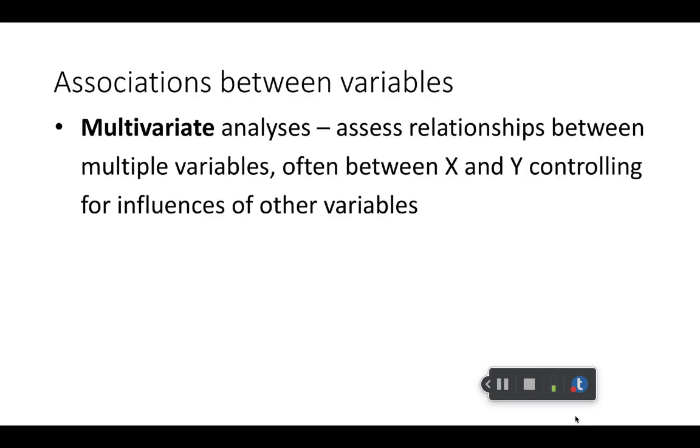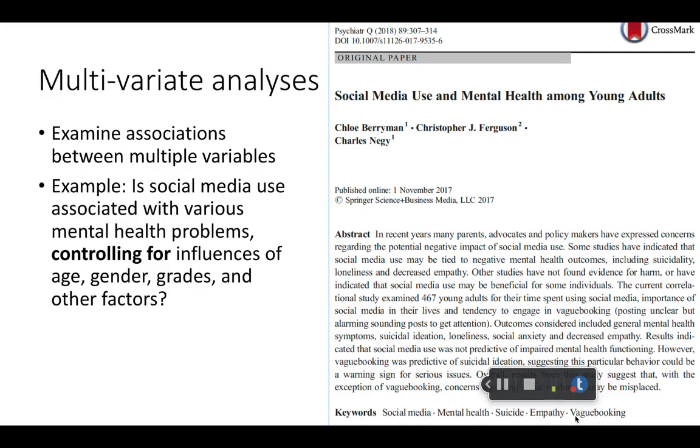So we've been talking about associations between variables, and we focused mostly on bivariate relationships, relationships between two variables. But there are lots of times when we're interested in multivariate analysis, which looks at the relationships between multiple variables. Often again, we're focused on two variables, let's call them x and y, controlling for the influences of other variables. So multivariate analyses take many forms, but here is an example.